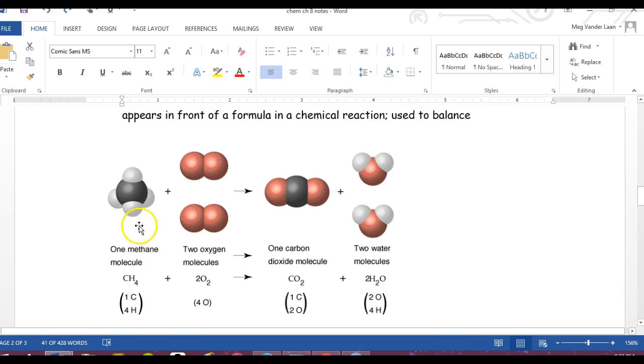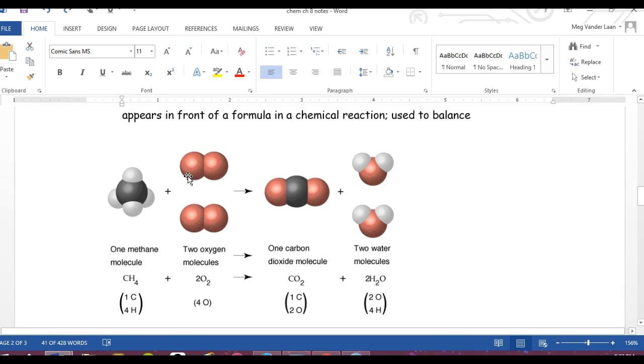So methane, which is CH4 from a cow's butt, is 1 carbon, so you can see the black here is the carbon, and then 4 hydrogen: 1, 2, 3, and then there's 1 in the back side, 4 hydrogen. It will chemically react with 2 oxygen molecules. Oxygen is diatomic, so they always form in 2s. So here's a molecule and here's a molecule.